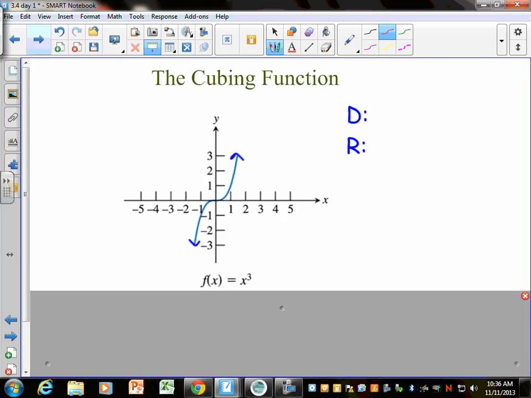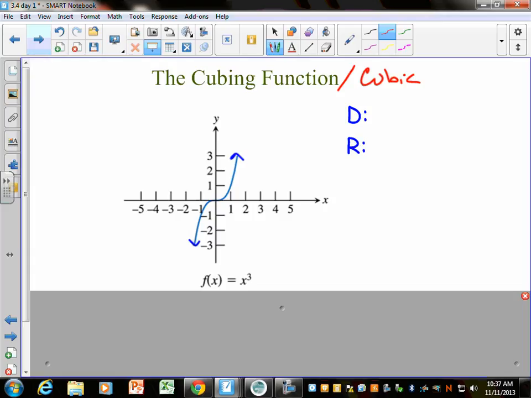They call this the cubing function. I call it a cubic function. Again, same thing. That's just y equals x cubed. I always remember this as like a little S-shaped graph.